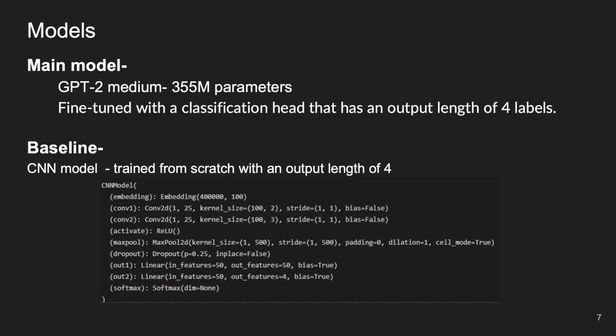The main model we've considered is GPT-2 medium, which has 355 million parameters. This was fine-tuned with a classification head to give us our 4 labels. The baseline we used was a simple CNN model that was trained from scratch, which also had 4 labels at the output, and that's the architecture we've used for the CNN model.